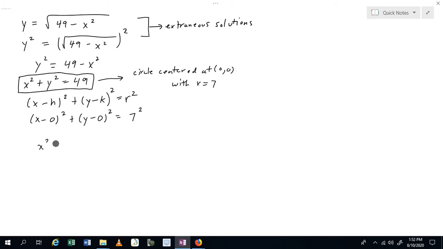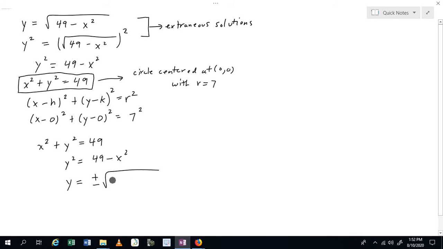So if you were to start with this equation, which is the equation of a circle, and you actually solve for y, you would subtract x squared to the other side, and then to solve for y, you would take the square root of both sides. And when you take the square root of both sides, you actually have two possible answers. It's either plus or minus the square root of 49 minus x squared.